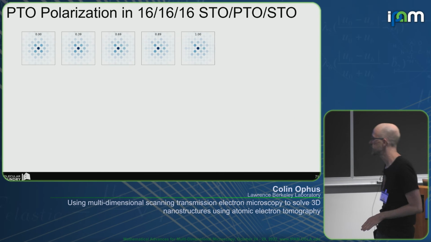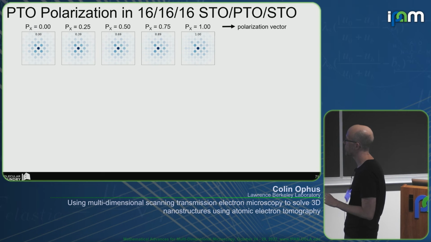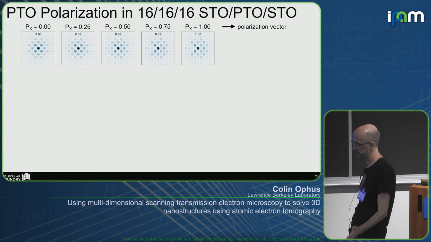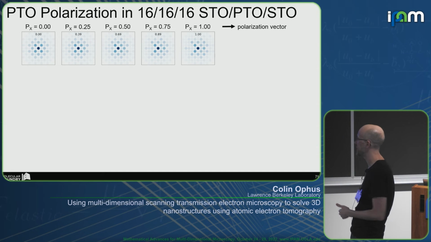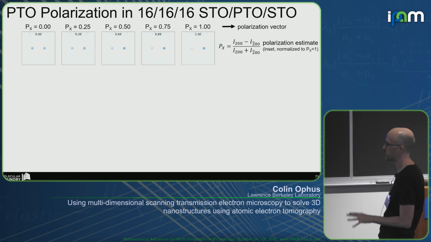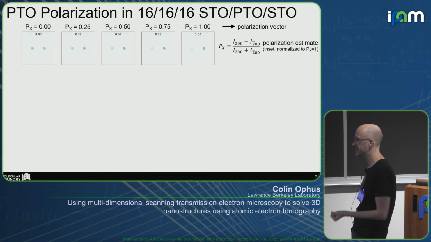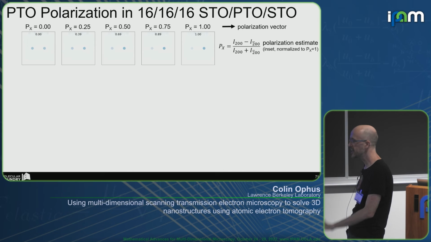So back to PTO, STO here. Here are some Bloch wave scattering matrix simulations. And what we're doing is we're varying the polarization from the left, from 0, to the right, 100%. And if we just highlight the diffracted disks, the 200 and negative 200 disks here, and I measure the difference, that's what the inset number is. It's not perfectly linear, but it is monotonic with the polarization, even for this sort of thick sample here.